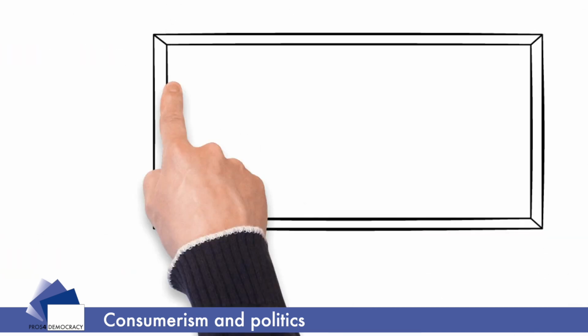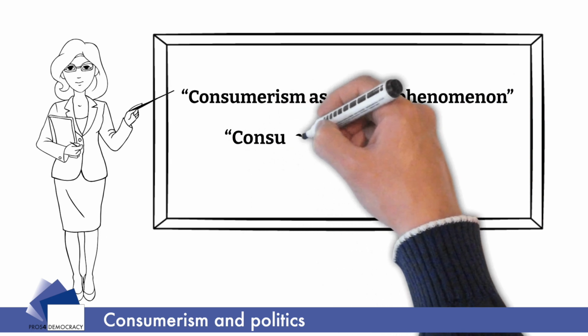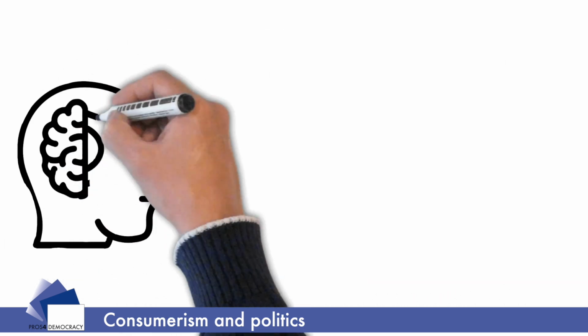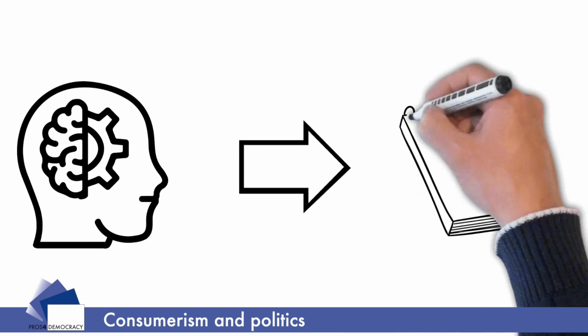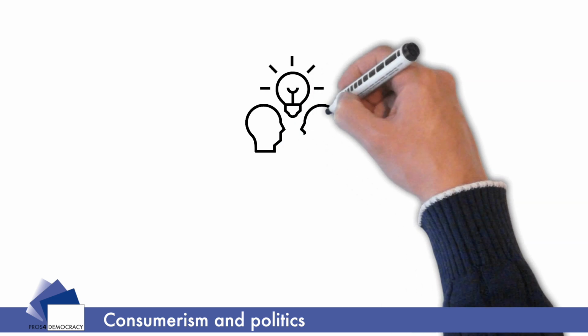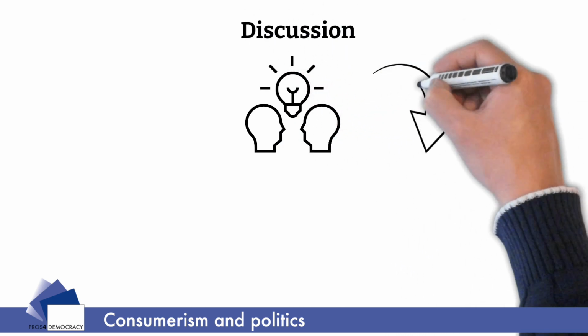The instructor writes on the blackboard the phrase, "Consumerism as a social phenomenon," and "Consumerism and politics." They ask the students to brainstorm and write their thoughts on a sheet of paper. After they have completed the exercise, a discussion follows and the instructor asks a series of questions.